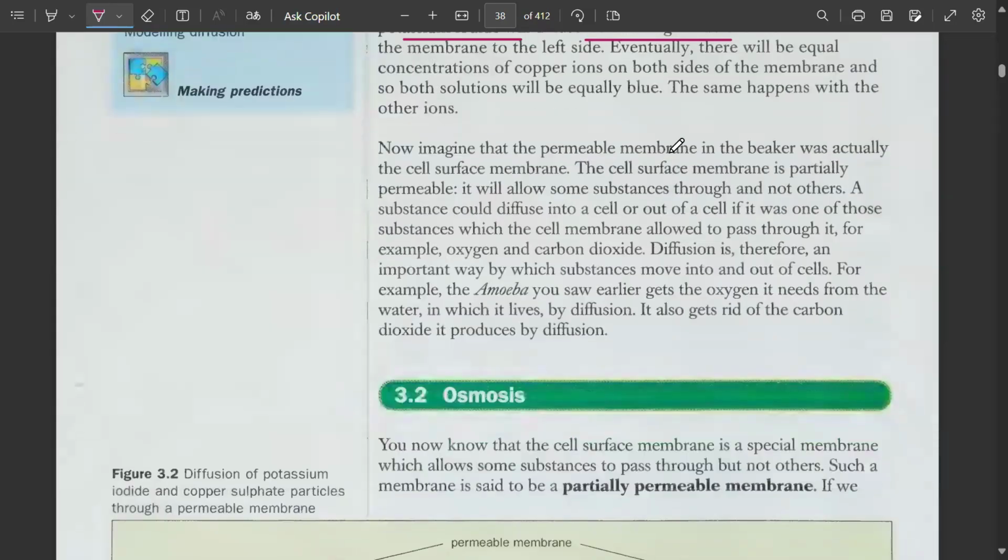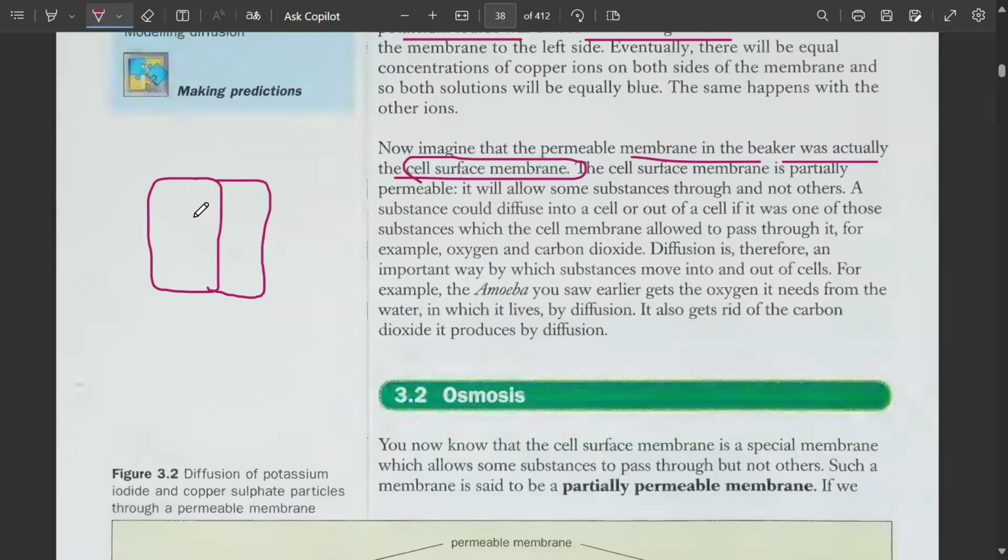Now imagine that the partially permeable membrane in the beaker was actually a cell surface membrane. इसी तरह सेल्स के दरमियान भी जो आपके पास डिफ्यूजन हो रही होती है वो भी कैसे होती है? थ्रू अ पार्शियली permeable membrane which allows only some substances through and not the others. A substance could diffuse into a cell or out of the cell if it was one of those substances which the cell membrane allowed to pass through, for example, oxygen and carbon dioxide.